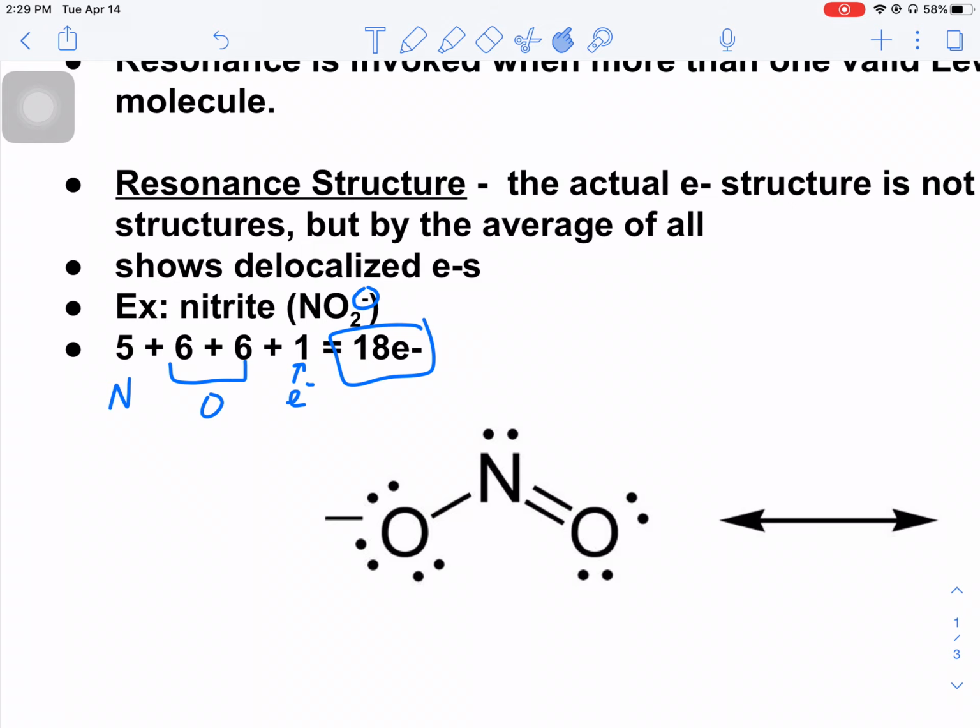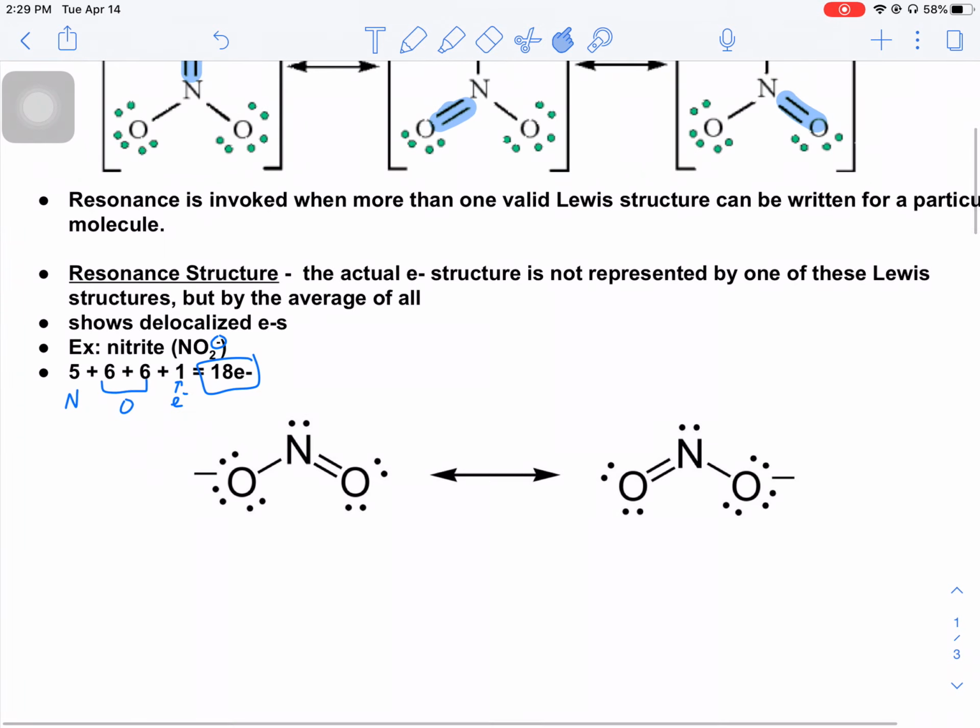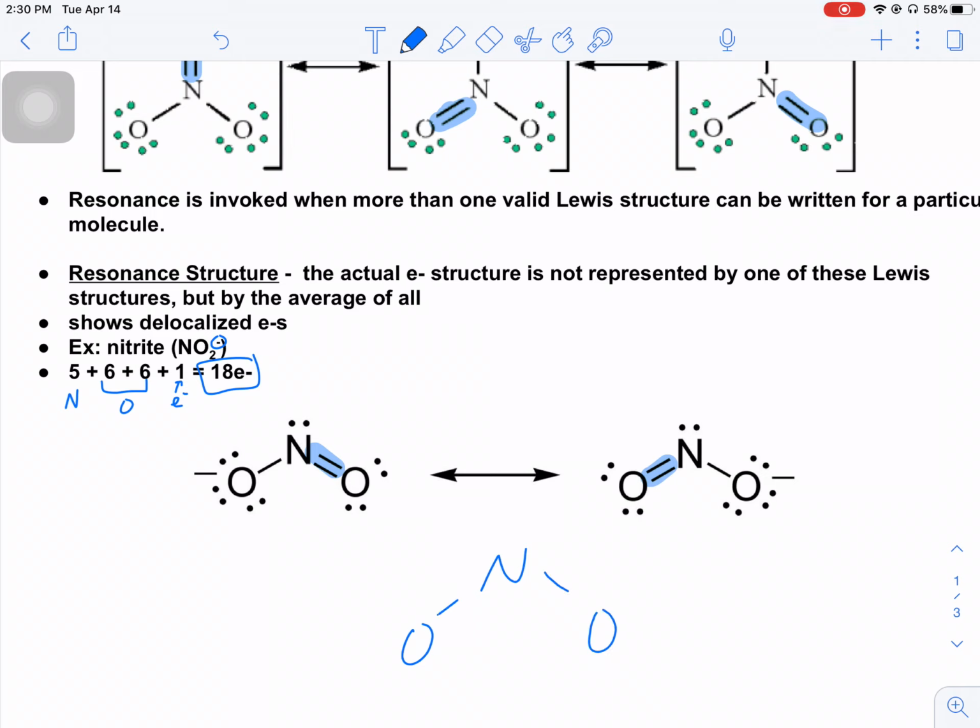All right, so the only other possibility for nitrite would be that you could flip the position of that double bond. In our first example, that double bond was on the right side, but in our next example, that double bond is on the left side. And in actuality, what you end up getting is a molecule which doesn't have a single bond and a double bond, but rather it has kind of a hybrid, a 1.5 bond all around. Just realize those 2 additional electrons don't really belong to any 2 atoms, but rather the entire polyatomic ion.